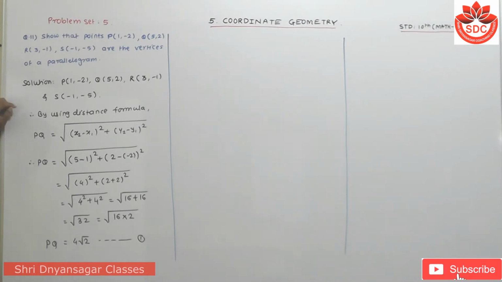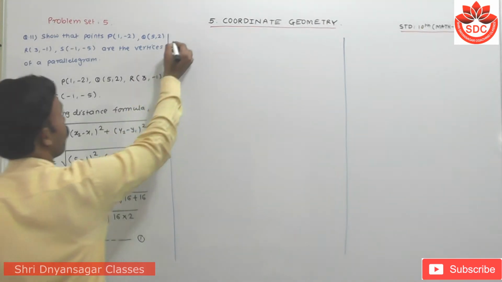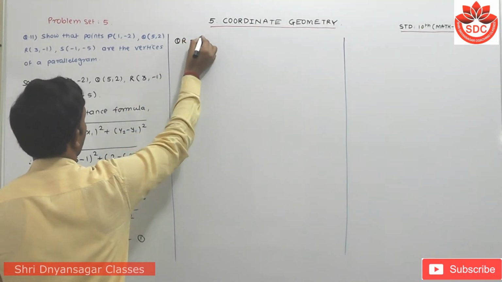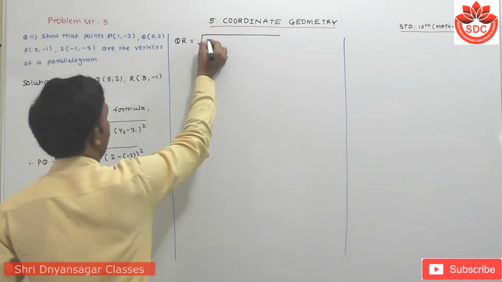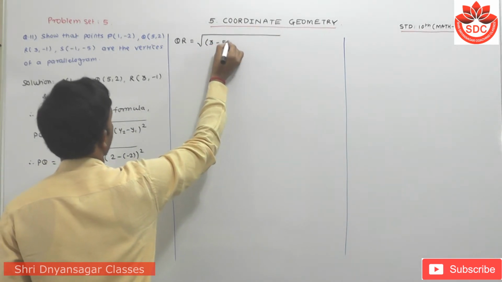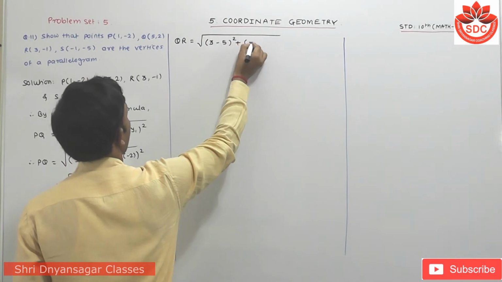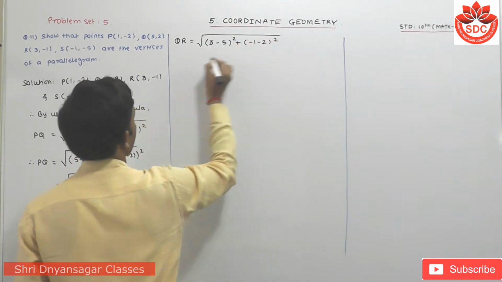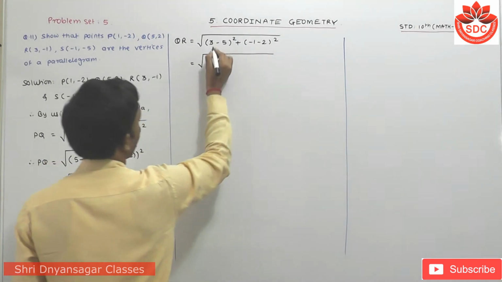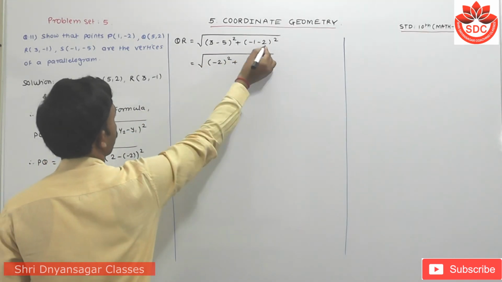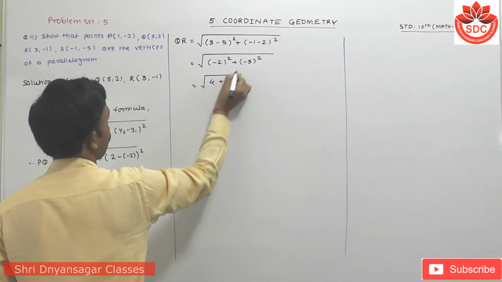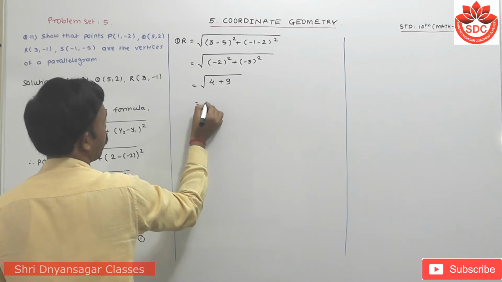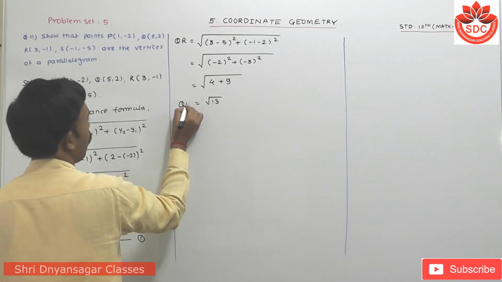Student, then we have to find out the value of QR here. So QR is equal to, directly use the distance formula for finding the value of QR, taking x1, y1, x2, y2. Then x2 is 3 minus x1 is 5, bracket square, plus minus 1 minus 2, bracket square. This value becomes minus 2 square plus minus 3 square. Minus 2 square is 4, minus 3 square is 9. The addition becomes root of 13. This is the value of QR.